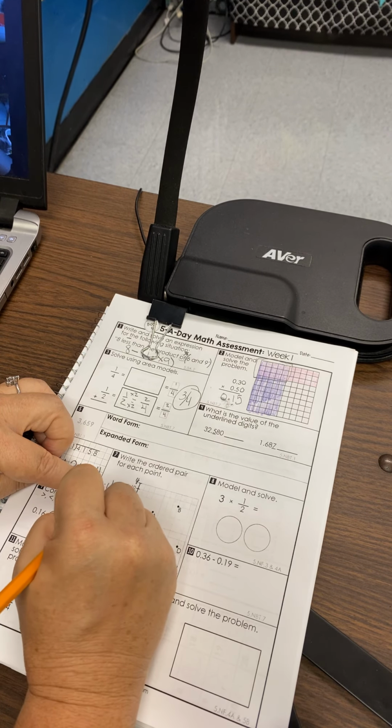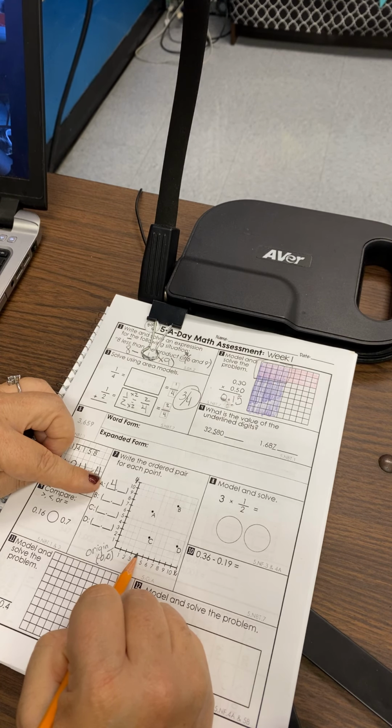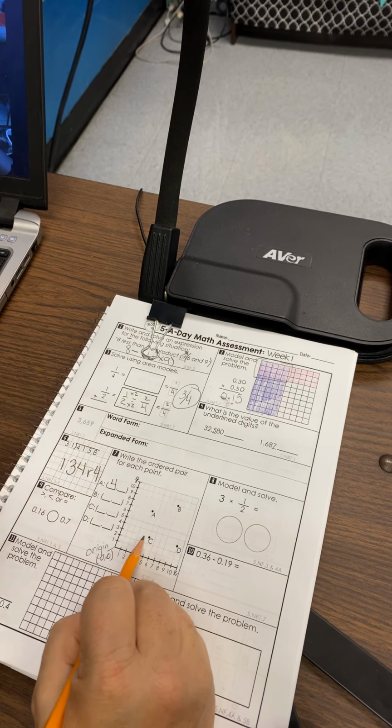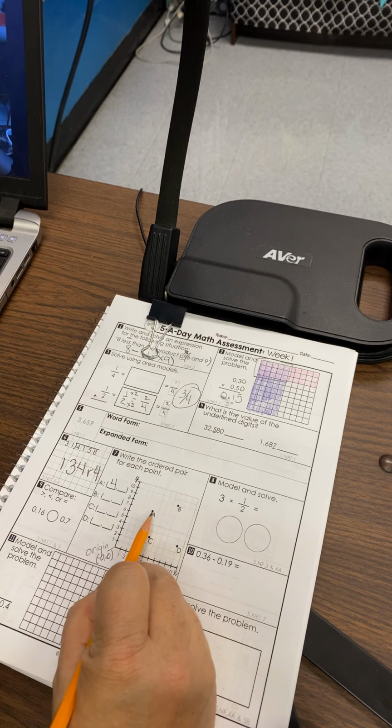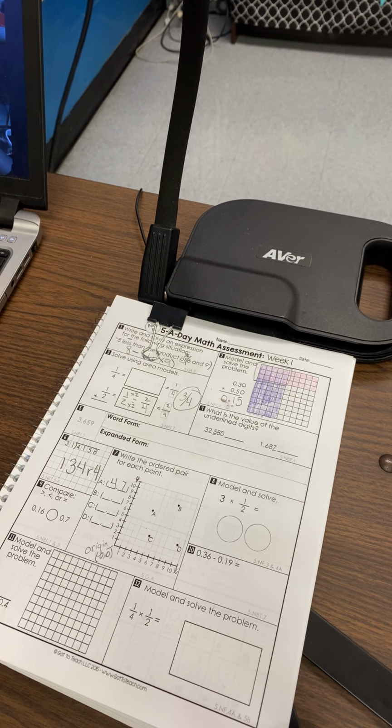So I'm going to write a 4 as my X. And my comma tells me to change direction. So I'm going to go up. 1, 2, 3, 4, 5, 6, 7. My Y is 7.